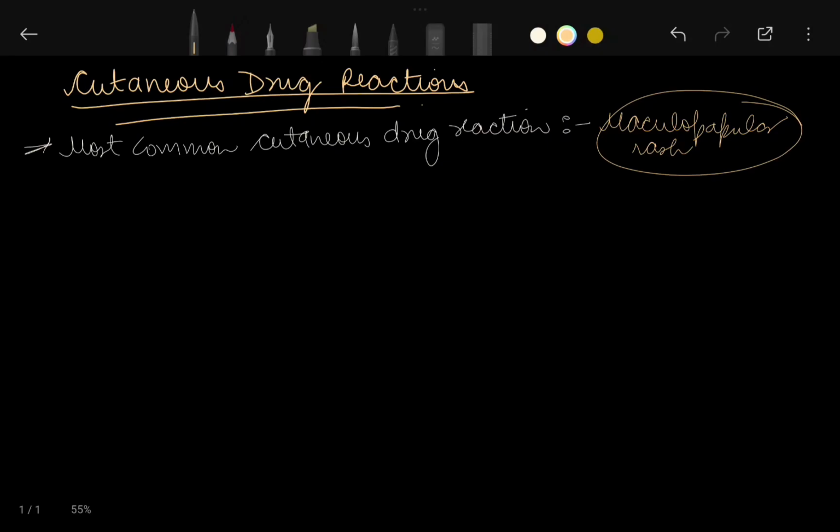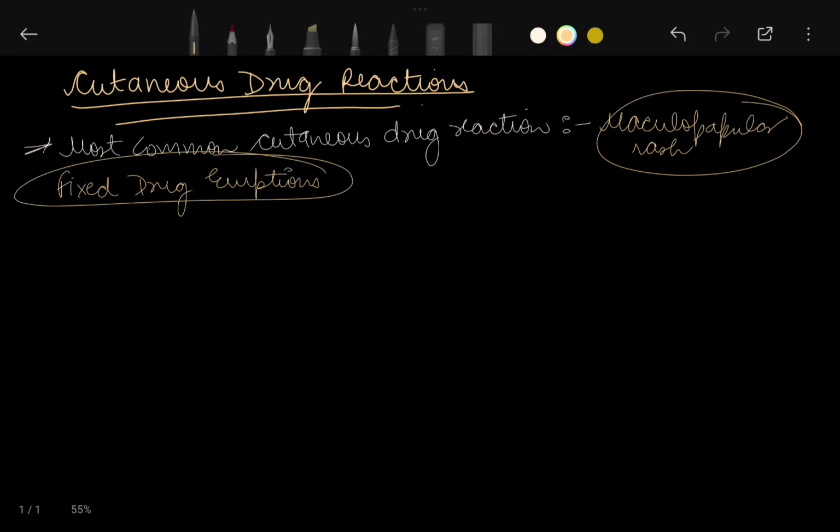There is also a whole different topic on this maculopapular rash. Now coming to fixed drug reactions. What are they? Now coming to fixed drug eruptions.